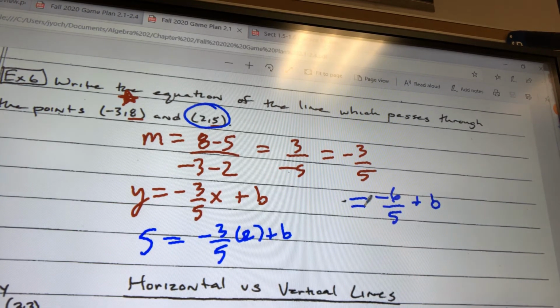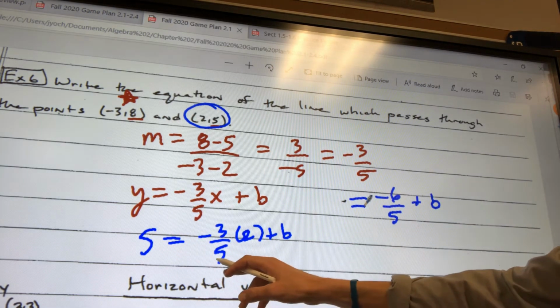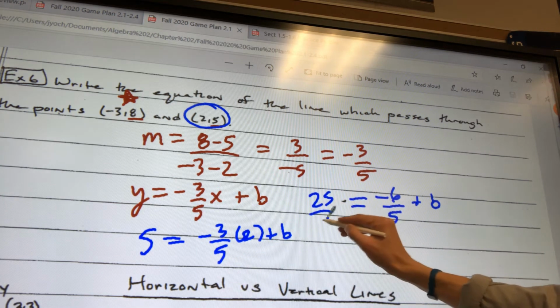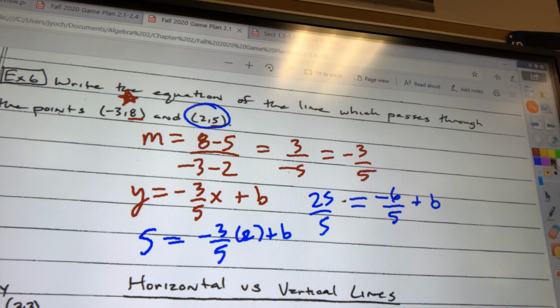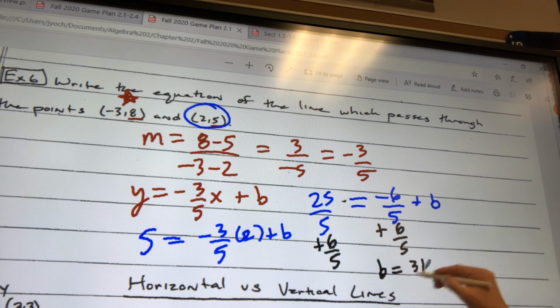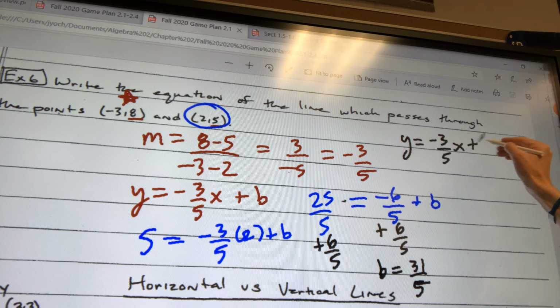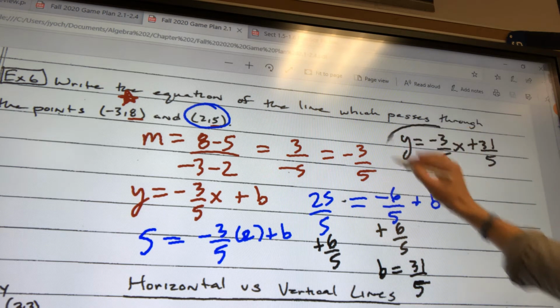Instead of writing 5, I'm going to rewrite 5 as something divided by 5. I'm just going to take that 5, multiply it by that denominator 5, and it's 25 over 5. Therefore, when I add, now I can add 6 over 5 to 25 over 5 pretty easily. B is 31 over 5. So y is -3/5 x plus 31 over 5.